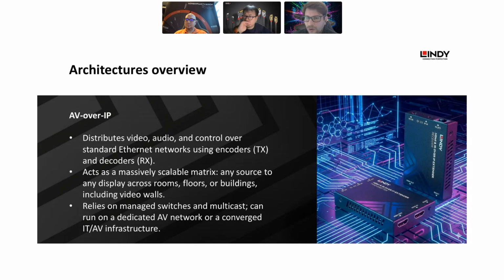AV over IP distributes video, audio, and control over a standard Ethernet network using a transmitter and receiver, usually a transceiver, and you can change it as a transmitter or receiver, as in the case of HDBaseT. And it acts as a maximally scalable matrix, any source to any display across rooms, floors, or buildings, including video walls. Relies on managed switches and multicast, can run on a dedicated AV network or converged IT AV infrastructure.